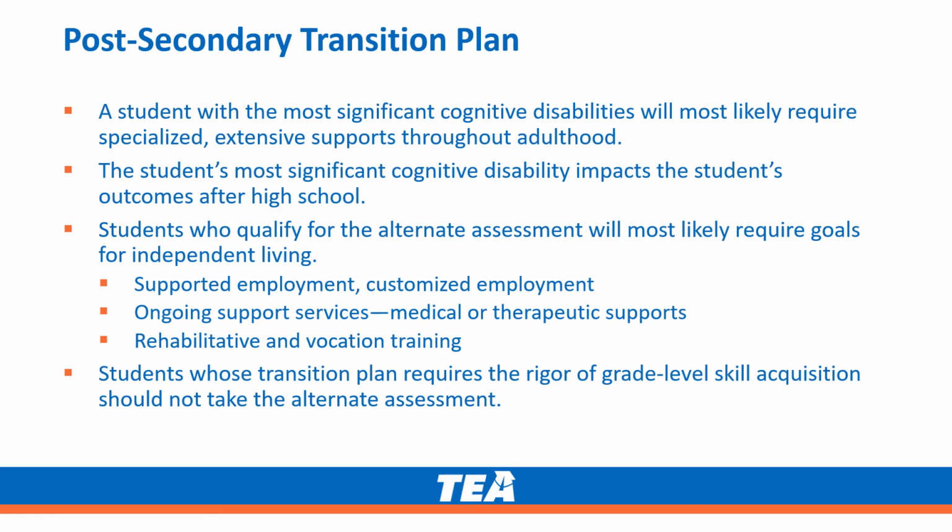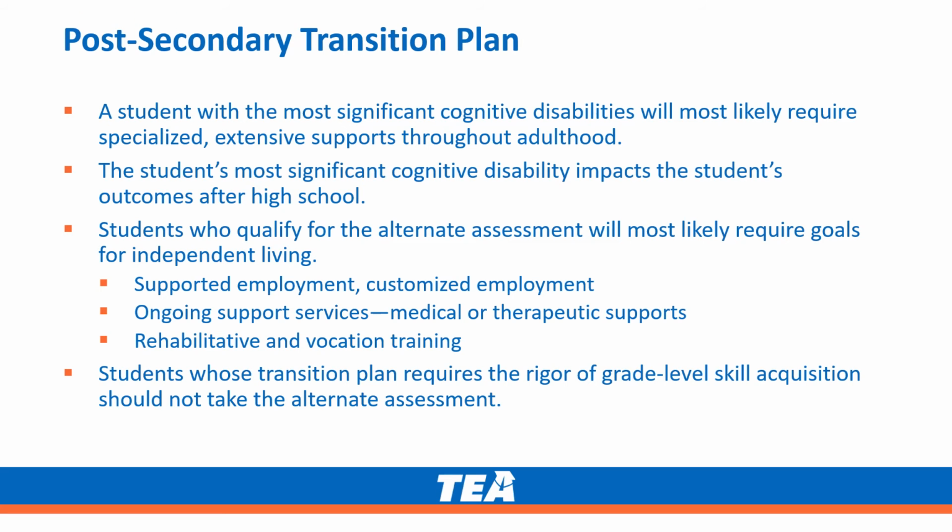The post-secondary transition plan can be a good source of evidence of the specialized, extensive supports a student needs. A student with the most significant cognitive disability will most likely require specialized, extensive supports throughout adulthood, and this will impact the student's post-school outcomes. Review the student's post-secondary transition plan for evidence of specialized, extensive supports. Students who qualify for the alternate assessment will most likely require goals for independent living.